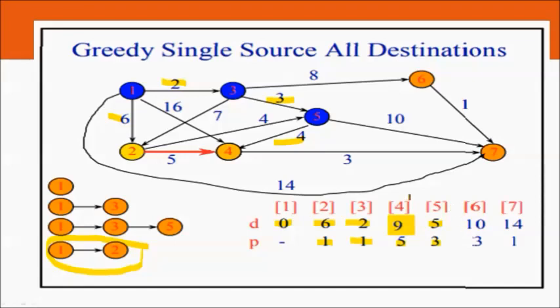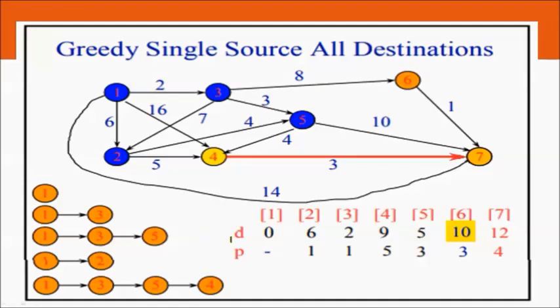So next is vertex 1 to vertex 6. Vertex 1 to 3 is 2, vertex 3 to 6 is 8. So the total distance is 10, and of course the previous vertex is vertex 3. That is our predecessor. Next, vertex 1 to 7, our distance is 14, so the predecessor is vertex 1. Moving to the next slide.